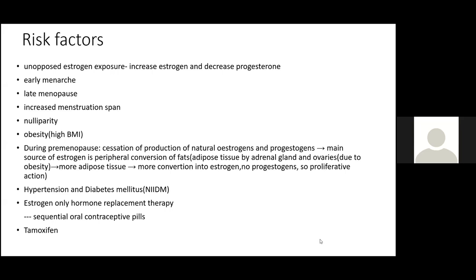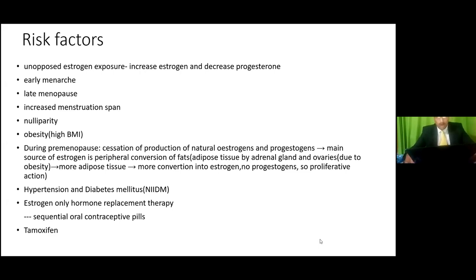Okay, thank you. So coming to the risk factors of carcinoma of the endometrium. Mainly the important risk factor is unopposed estrogen exposure, that is the increase in estrogen without progesterone leads to proliferation of the endometrium, and that mainly leads to carcinoma of the endometrium. This might be due to early menarche, late menopause, increased menstruation span, or nulliparity, which are all predisposing for the increase in estrogen. As the number of menstrual cycles increases and the longer the endometrium is in the proliferative phase, the greater the chances of conversion of the endometrium into carcinoma.